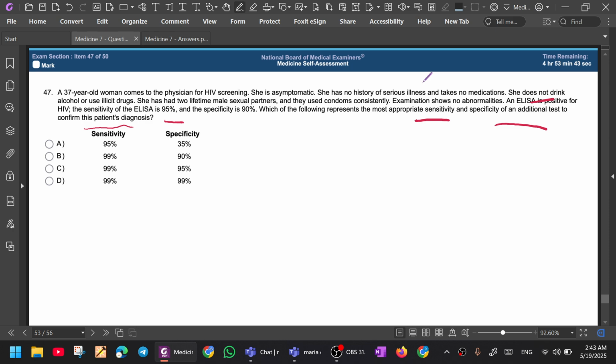Oh, to confirm. Is it Western blot? Like Western blot? Okay. So they are asking for a confirmatory test, asking for the sensitivity and specificity of an additional test. So, where is the clue? How will you proceed?